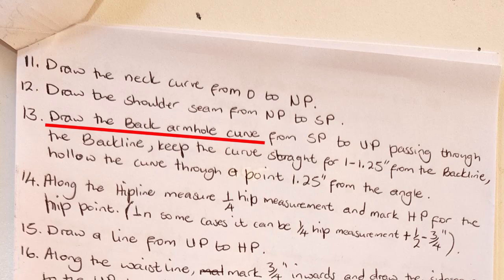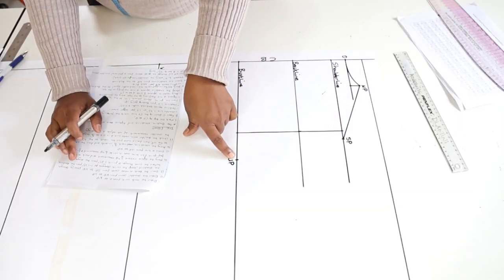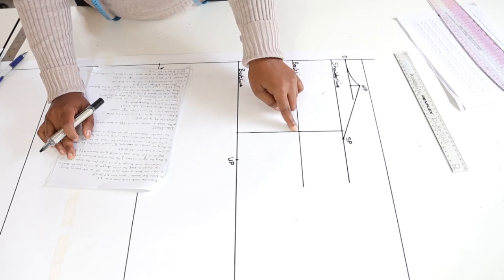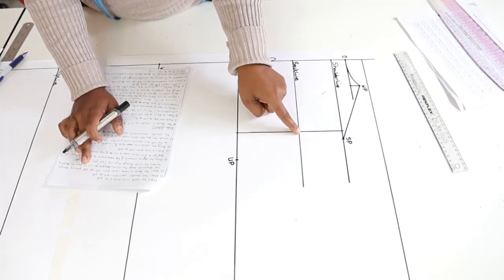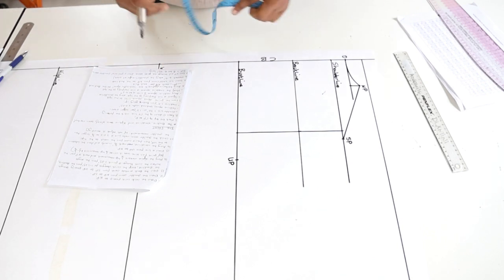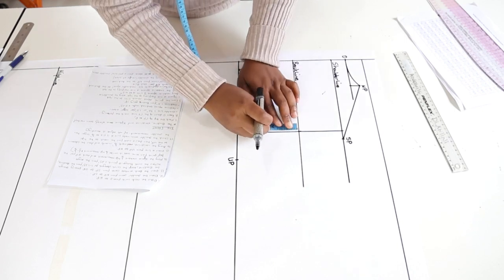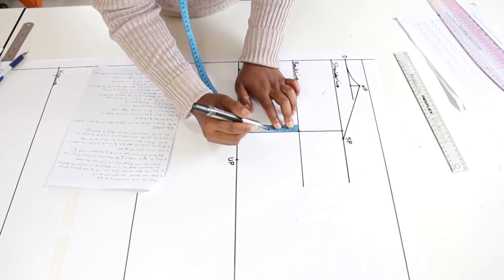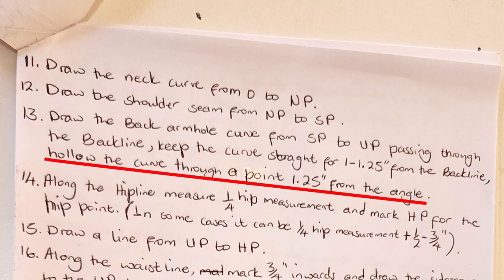Next, it says we are going to draw the back armhole curve from SP up to the underarm, which is U. The armhole curve has to pass through the back line, which is right here. And we have to keep the curve straight for about 1 to 1.25 inches from the point here, which is on the back line. It means we are going to measure down between 1 and 1.25 inches. So let's just measure down 1 inch from this point going down, and we are just going to make a small mark like that. Now let's continue reading.